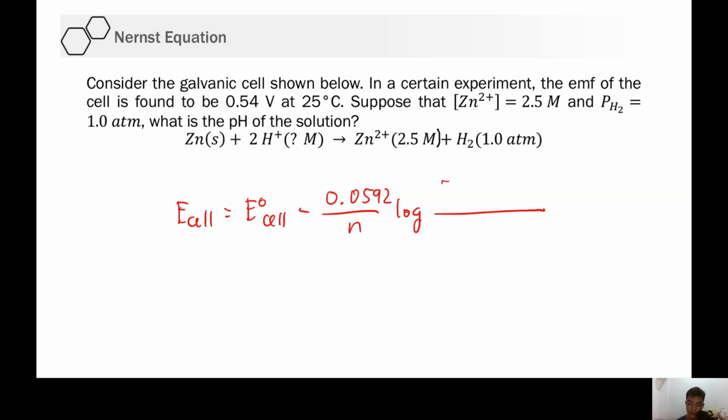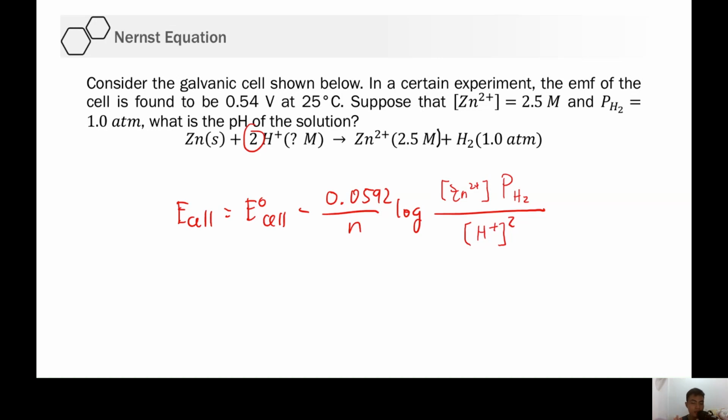What I mean is that on the product side, you have zinc 2 plus, and you also have the pressure of hydrogen gas. Again, this is not done in chapter 4 because there's an expression for Kp and Kc, but for this topic, we combine the concentration and the pressure into Q. And then on the denominator, you have zinc solid, which is not to be written. Then we have the H plus. Take note, it has a coefficient of 2, so it has to be squared.